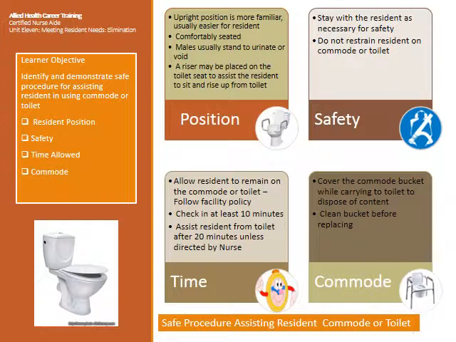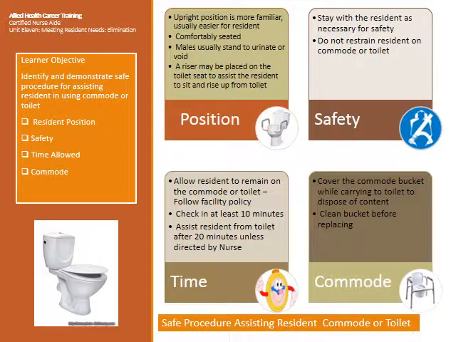Now let's talk about some safe procedures for assisting residents in using the commode or the toilet. We need to position them in the correct position. The upright position is more familiar and usually easier for the residents to void or defecate. Make sure that they are comfortably seated. Sometimes some of those bedside commodes are not very comfortable. You might need to put a pillow behind their back.